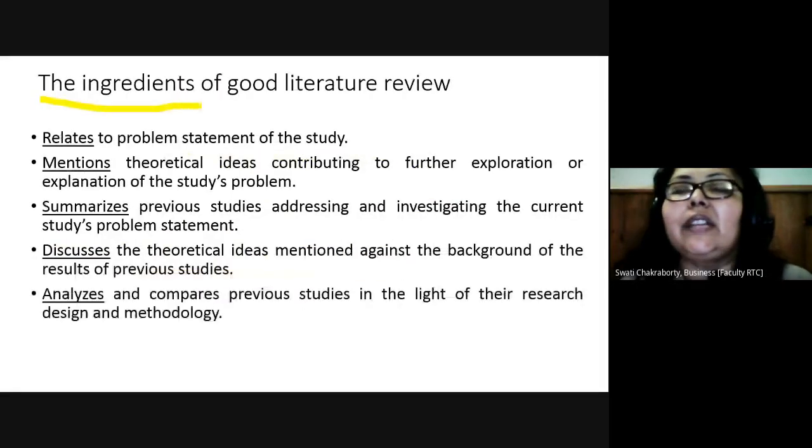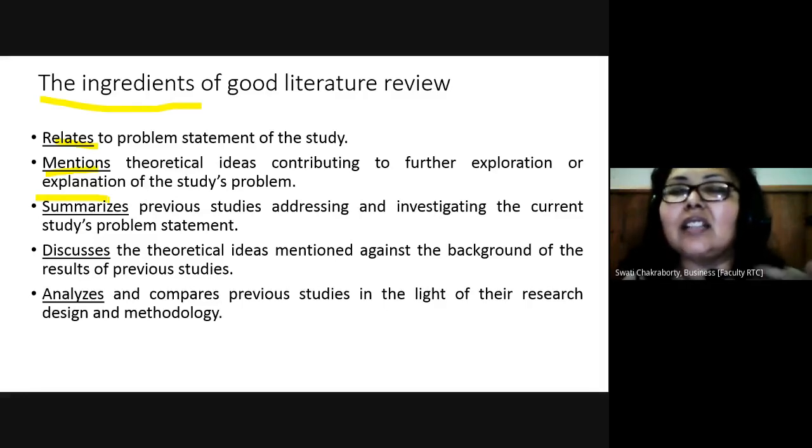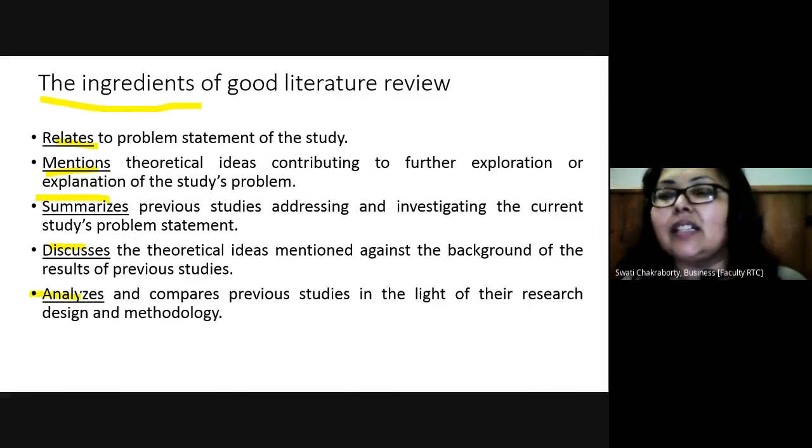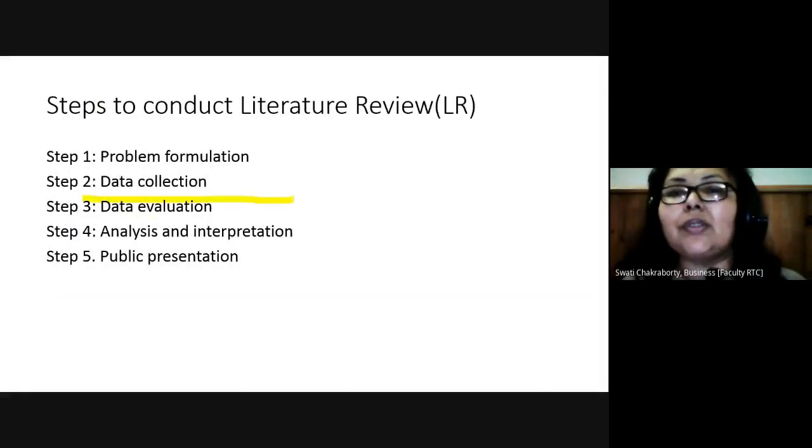So what are the ingredients of a good literature review? It should relate to the problem statement of the study, mention the theoretical ideas contributing to further exploration of your research problem, summarize previous studies which address and investigate the current study's problem statement, discuss the theoretical ideas mentioned against the background of the results of previous studies, and analyze and compare previous studies in the light of their research design and methodology. So what are the steps to conduct a literature review in a research?